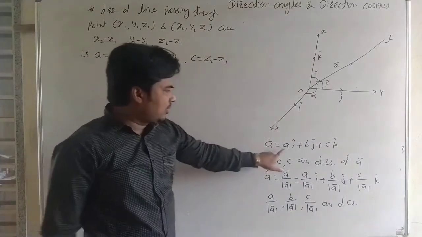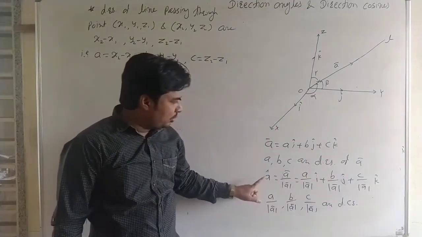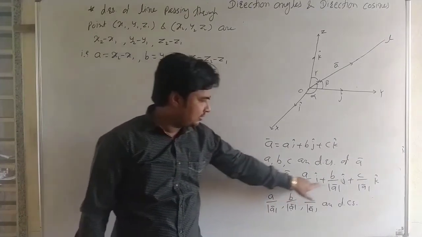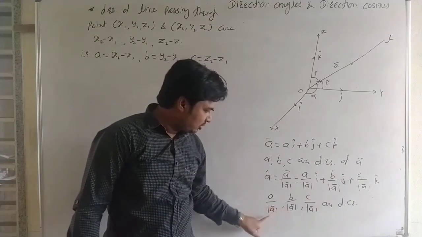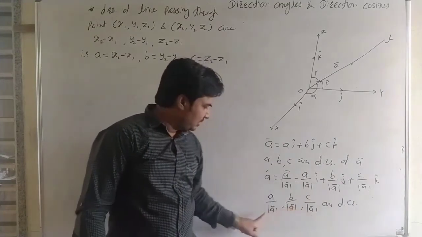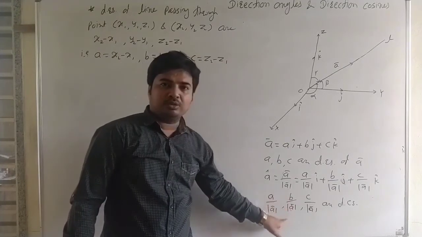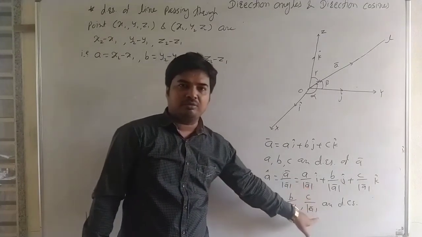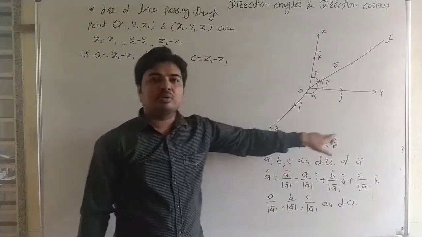Here, the components of the vector are the direction ratios and the components of the unit vector are the direction cosines, because squaring and adding them gives one. Squaring and adding: a square upon magnitude of a square plus b square upon magnitude of a square plus c square upon magnitude of a square, and magnitude of a is under root a square plus b square plus c square.